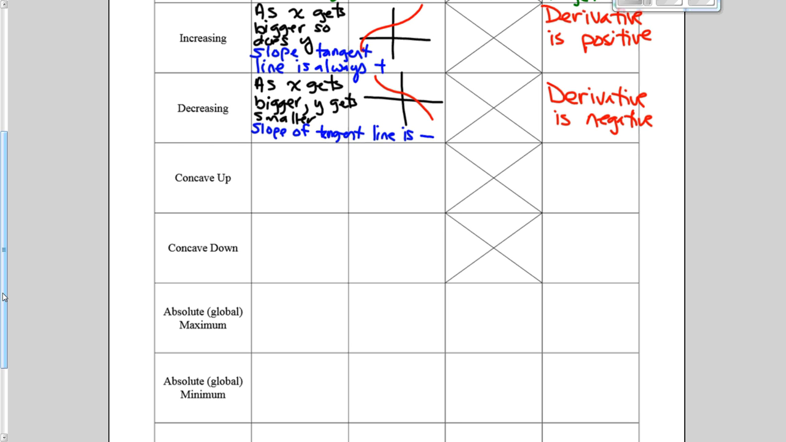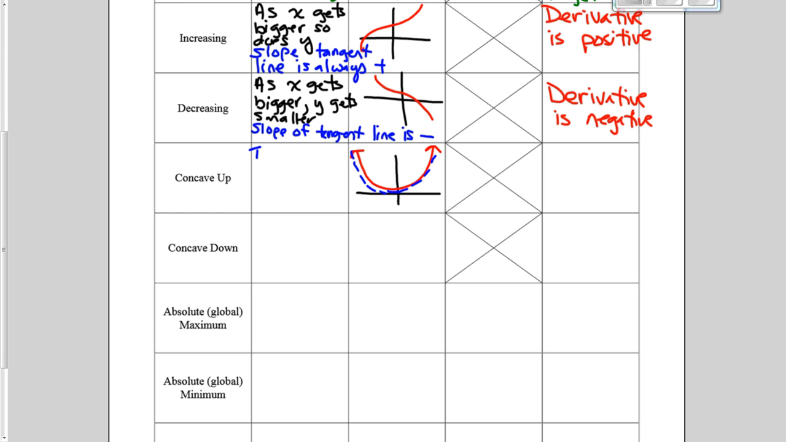Concave up. I'm going to start concave up with a sketch of what it looks like. It looks like a function that kind of looks like a parabola or a bowl. This is called concave up. For its definition, if we were to put in the tangent lines, this tangent line has a negative slope, negative slope, negative slope, zero slope, and then my tangent lines change so that they have a positive slope.